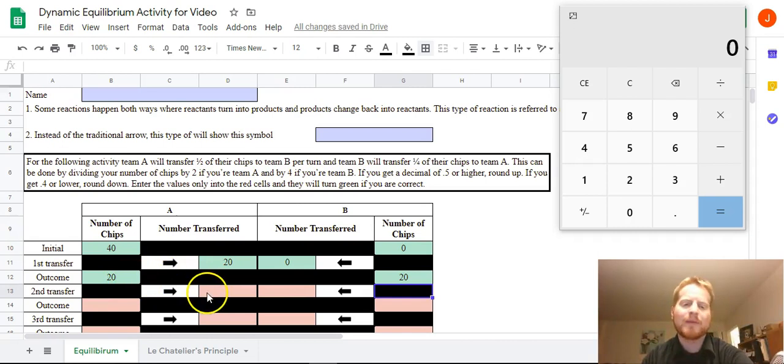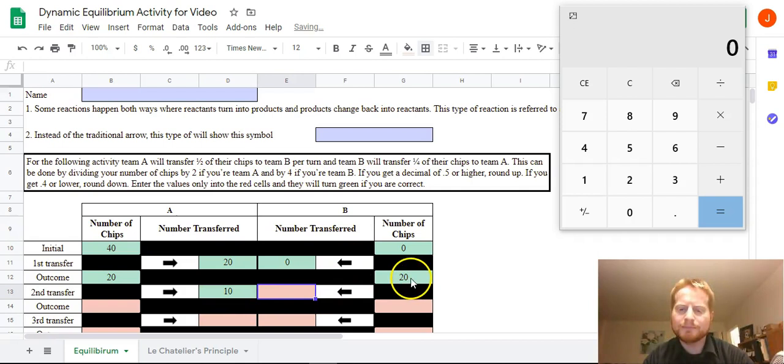Half of A, half of 20 is 10. And a quarter of 20 is 5. Okay, so now I have to think to myself, 20 for A lost 10 and picked up 5. So 20 minus 10 is 10, plus 5 is 15. And then B lost 5 but picked up 10. So 20 minus 5 is 15, plus 10 is 25.